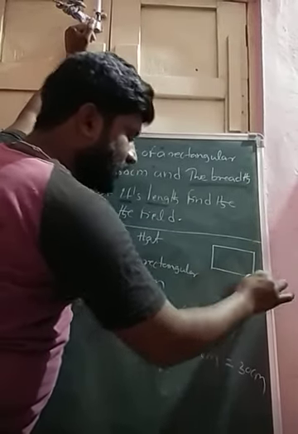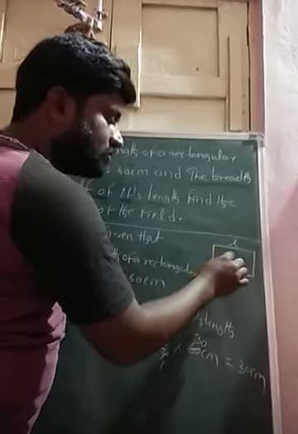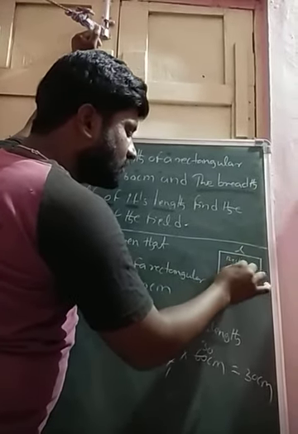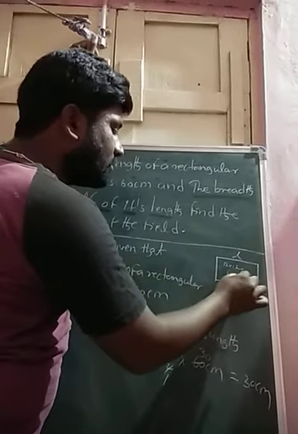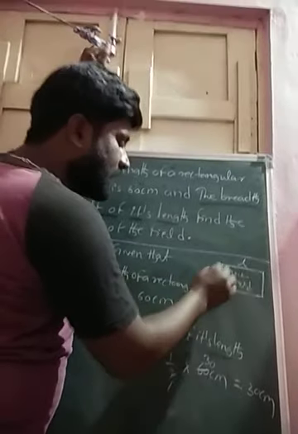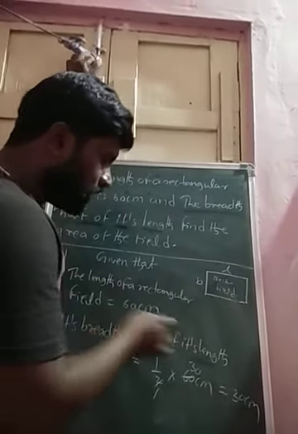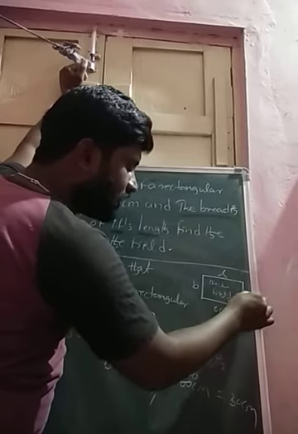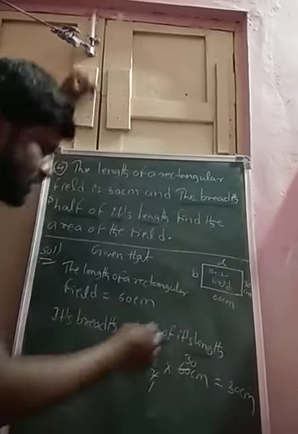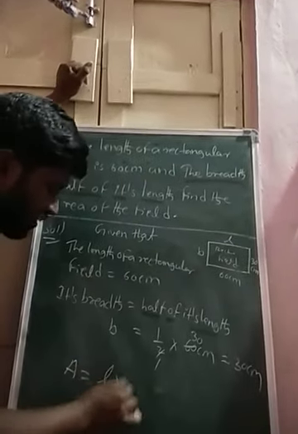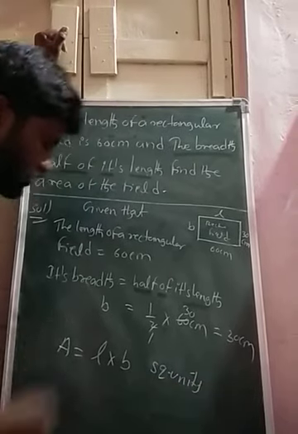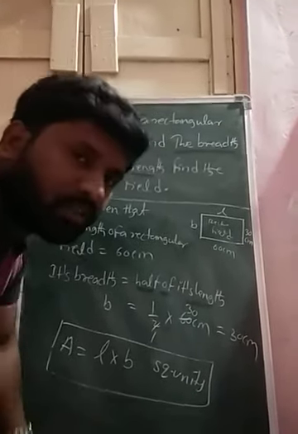Now I'm drawing the rectangle diagram. So this is the rectangle diagram. This is the rectangular field. This is the length and this is the breadth. According to the given data, the length of the rectangular field is 60 centimeter and the breadth of the rectangular field is 30 centimeter. What is the area? Area is equal to length into breadth, square units. Okay students? What is the area of a rectangle formula? Length into breadth, square units.